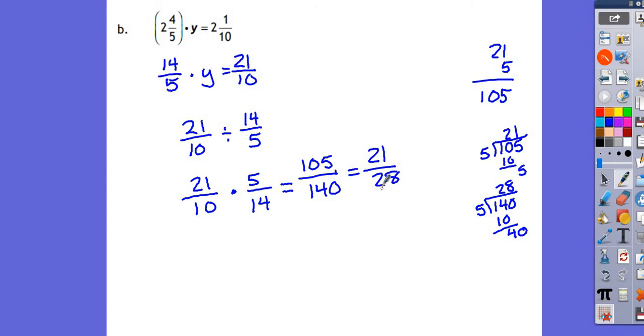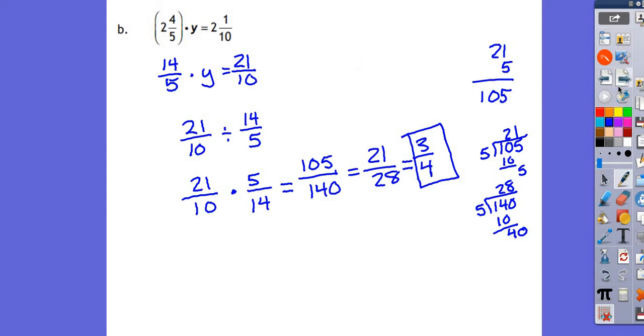And that can simplify. I can divide both of those by a 7 and get 3/4, and then that would be simplified. So this times 3/4 is going to give me that. Looks crazy because it's fractions, but it's the same as that simple problem I just pulled up here.